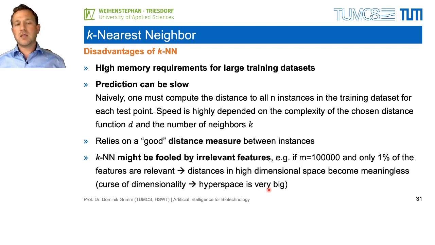And the k-nearest neighbor classifier might be fooled by irrelevant features. Let's take an example. If we have 100,000 features in our dataset, so M is 100,000, and only 1% of these features are relevant, then the problem is that distances in high-dimensional space become meaningless. That's also called the curse of dimensionality. So we have a very huge hyperspace that's very big, and then the distances between these few data points become meaninglessly large, and then we can't do any good predictions anymore.